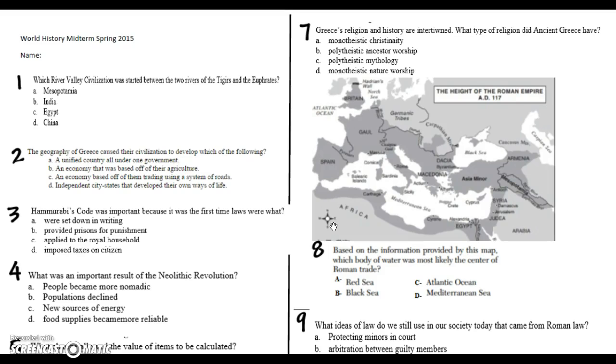Number 8. Based on the information provided by this map, which body of water was most likely the center of Roman trade? A. The Red Sea. B. The Black Sea. C. The Atlantic Ocean. D. The Mediterranean Sea.